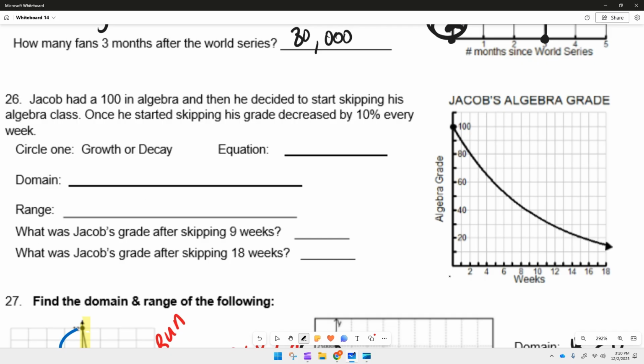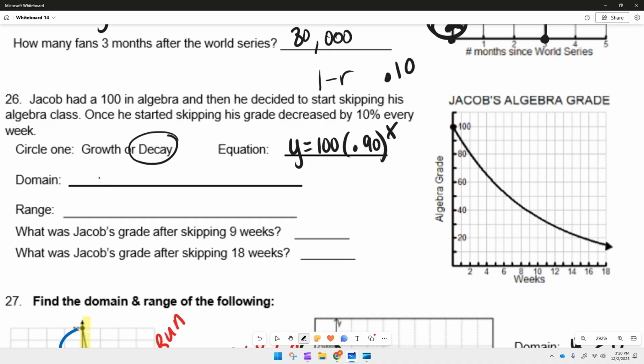All right, Jacob starts at 100 in algebra, and then he decides to start skipping his algebra class. Once he started skipping, his grade decreased 10% every week. This is decay, so that means that's 1 minus our rate. Our rate is 10. So when we write our equation, that's going to be y equals 100 times 0.90 to the x power.